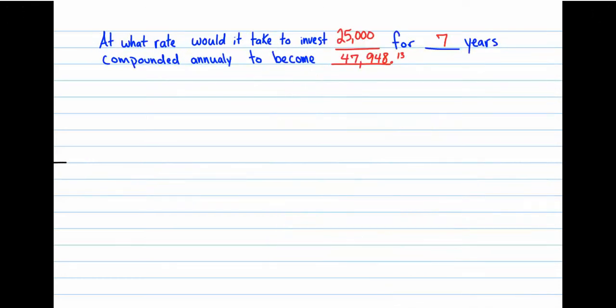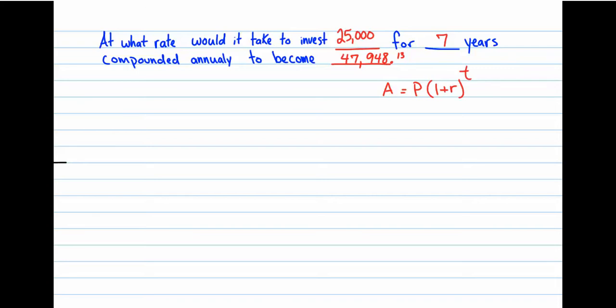Alright, so let's notice the change here. Now I'm asking, at what rate would it take to invest $25,000 for 7 years compounded annually to become $47,948 with 13 cents. Now notice, now I'm asking for R. So it does change the way that I have to set it up. So we'll start with that keyword compounded, and that'll make me start off with the formula.